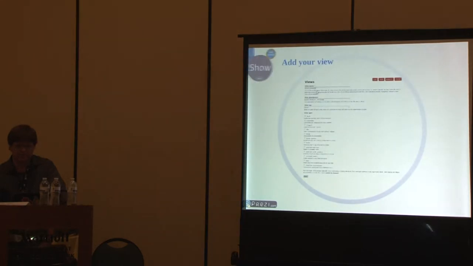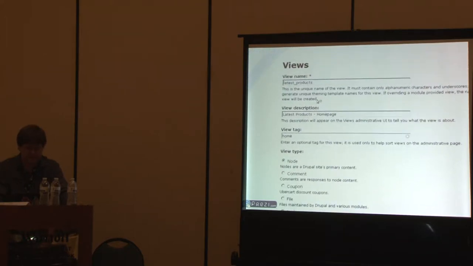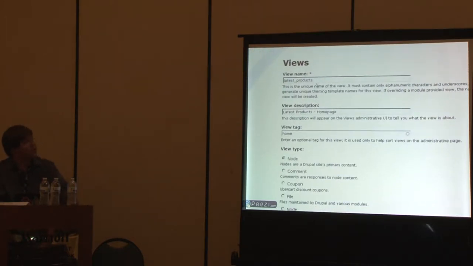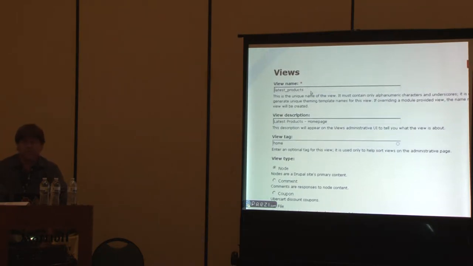Now we're going to create a view. This is going to be under the site's build menu, and then under views, add view. You're going to create a machine name for the view. This is something that uniquely names the view within Drupal. The utility of this is that if you ever export the view, you want to make sure that there are no name collisions. This is the unique identifier for that view.